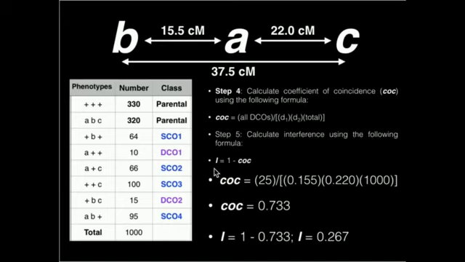And finally, on to the easiest step of all of this, we want to calculate the interference using this formula. The interference I is equal to 1 minus what we just found, the coefficient of coincidence. So the interference here is 1 minus what we just found, 0.733, and so my interference is 0.267.